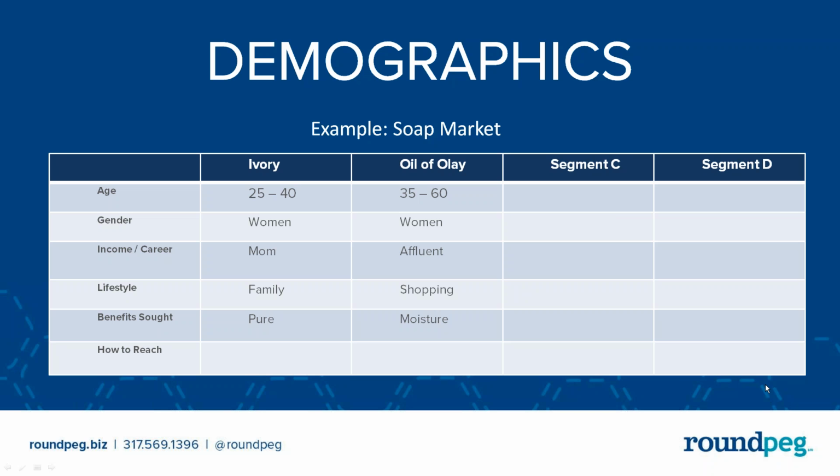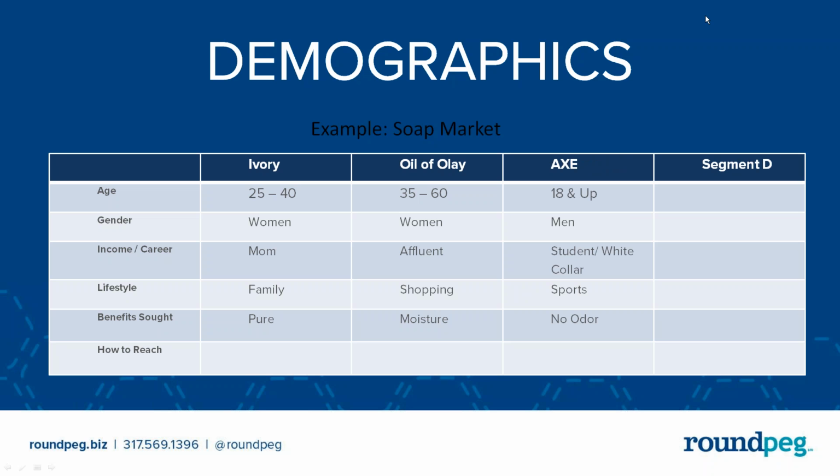Comparing that to a product like Oil of Olay or Dove that appeals to an older woman, maybe 35 to 60, slightly more affluent because this is a more expensive product than Ivory, and the kind of things this woman is likely to be doing might be heading to lunch with her friends, going out shopping, lots of socializing. And why is she buying Oil of Olay? She's buying Oil of Olay for the moisture. She's buying Oil of Olay because it's youth in a bottle. It's going to make her skin look younger and healthier because of that moisture.